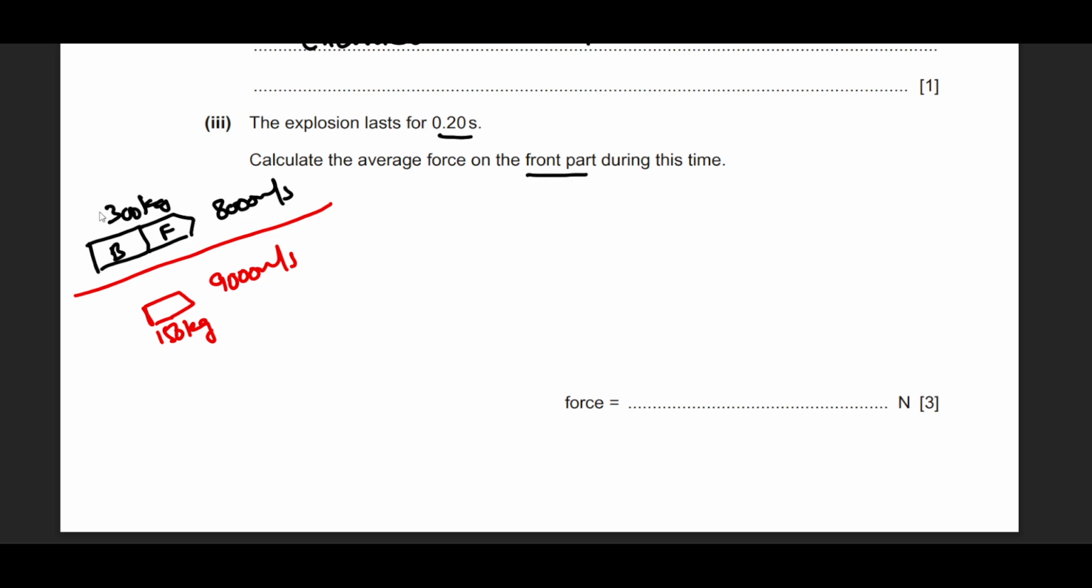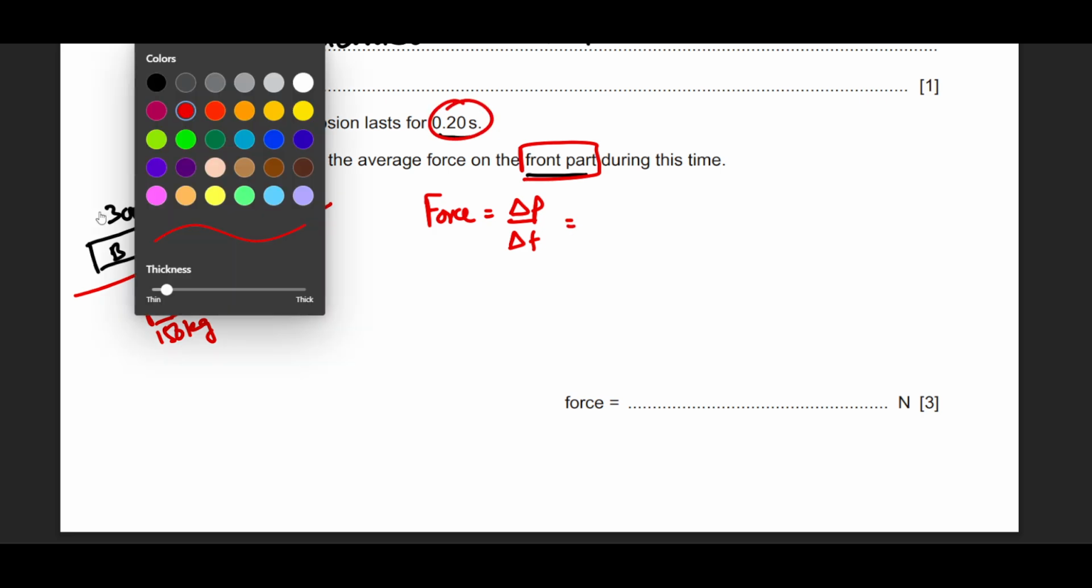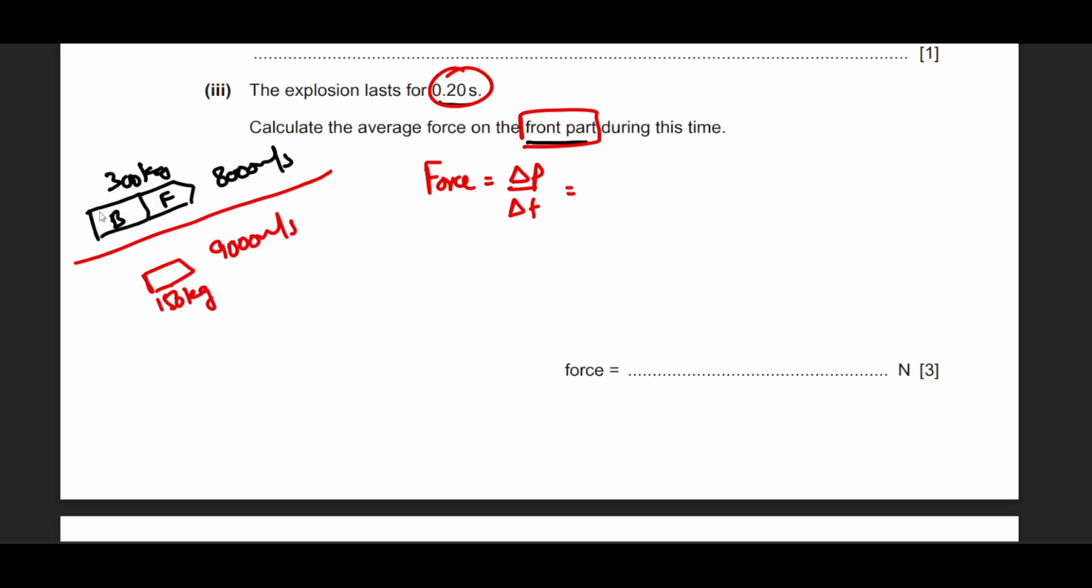So what has changed for the front part? What is changing for it? Now, for the force, we understand that force is equal to change in momentum divided by change in time. We have the change in time, that is 0.2, but we don't know the change in momentum. So for that, we have to be a bit clever. For the change, we can say the final momentum minus initial momentum, divided by the time taken for the process.